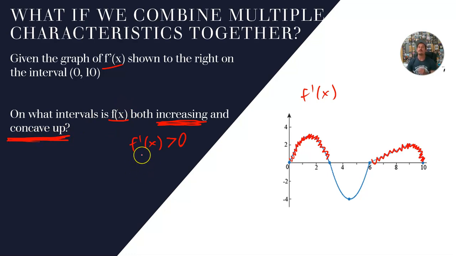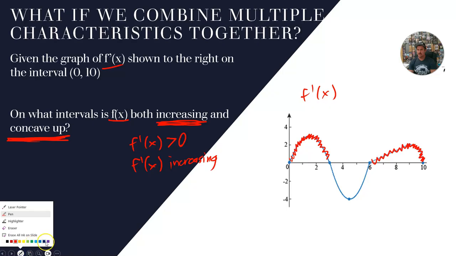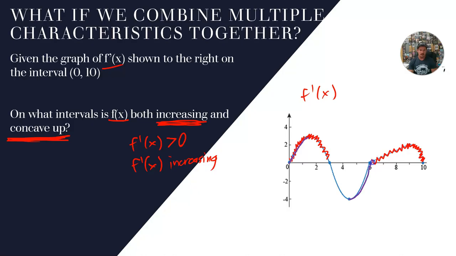Well, in order for f of x to be concave up, f prime of x needs to be increasing, because if f prime of x is increasing, its derivative f double prime would be positive. But again, I want to answer all these questions referencing the derivative graph, which is the graph I'm given. So I need to know where f prime of x is increasing. Let me change colors here. F prime of x is increasing right here, right here, right here. So basically, I want the intervals I have drawn on my graph in purple and in red, where f prime of x is positive and increasing. So right here and right here.